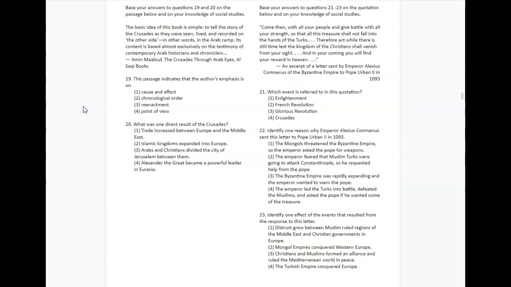Number 20. What was one direct result of the Crusades? 1. Trade increased between Europe and the Middle East. 2. Islamic kingdoms expanded into Europe. 3. Arabs and Christians divided the city of Jerusalem between them. 4. Alexander the Great became a powerful leader in Eurasia.